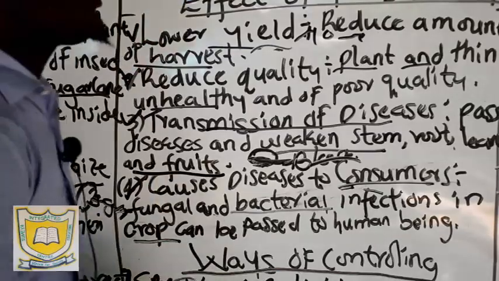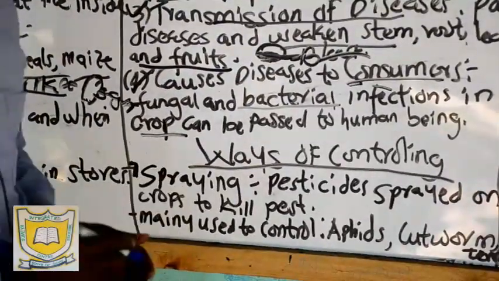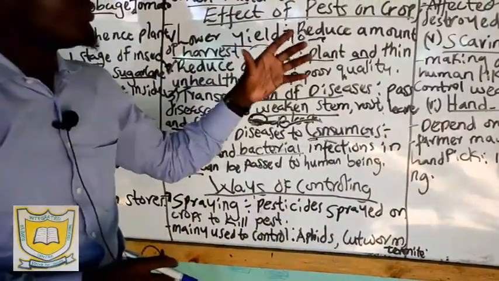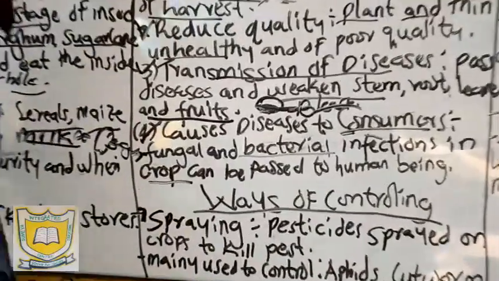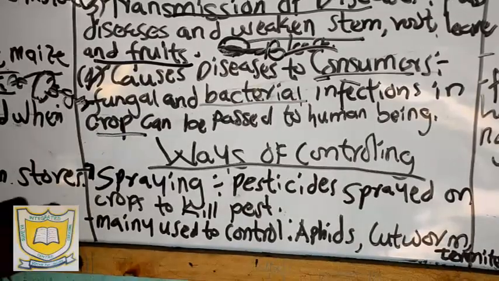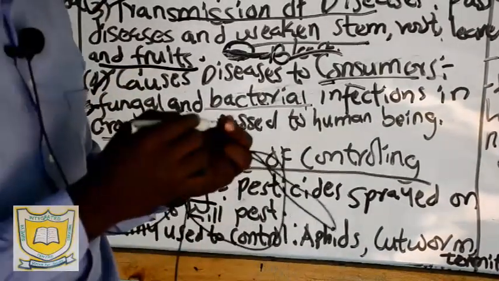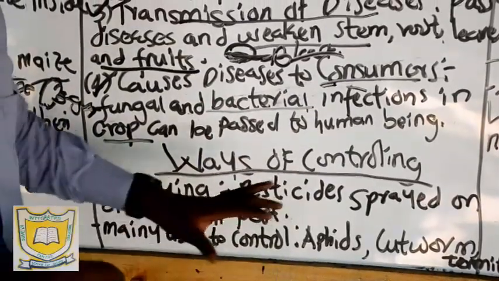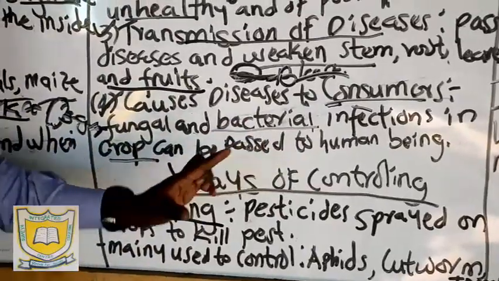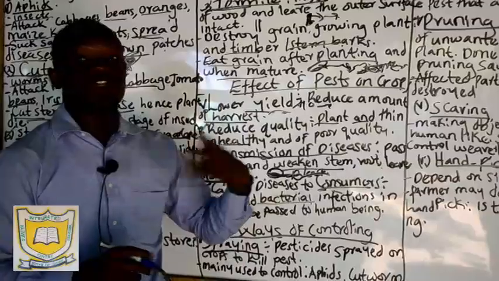Now, the last part of today, we will discuss the ways in which we can control pests. We discussed the way we can control weeds, but today we will discuss how we can control pests. In agriculture, we must have a way in which we can carry out control. Number one, we can carry out the control of pests by use of what we call pesticides. Pesticides are chemicals that are used to control the pests. We have different chemicals that are used to control different pests.